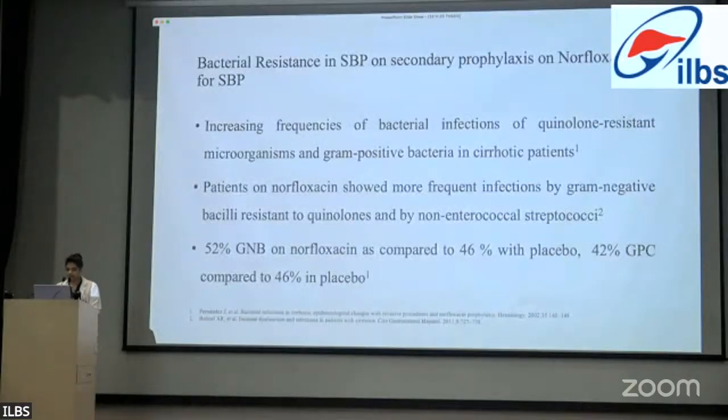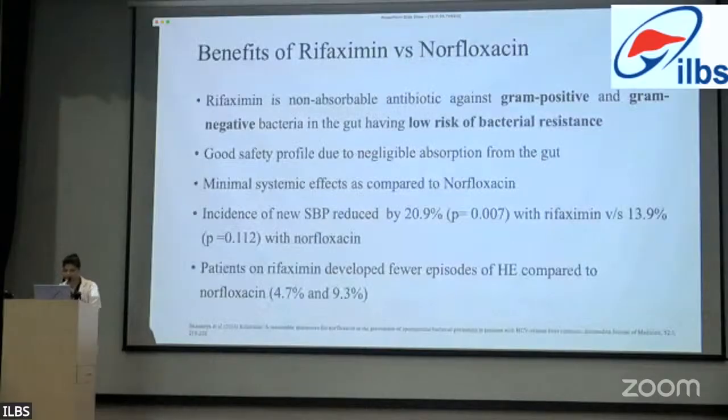The bacterial resistance in SBP on secondary prophylaxis with norfloxacin: increasing frequency has been noted of bacterial infection by quinolone-resistant microorganisms and gram-positive bacteria in cirrhotic patients. Patients on norfloxacin showed more frequent infection by gram-negative bacilli resistant to quinolones and by non-enterococcal streptococci. 52% of the gram-negative bacilli on norfloxacin as compared to 46% with placebo.